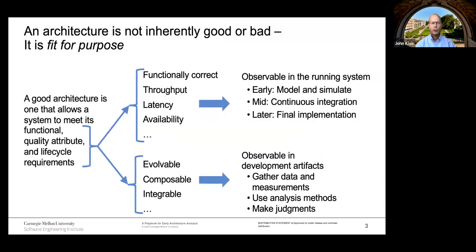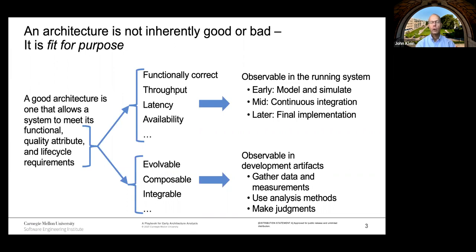Now, software architectures are not inherently good or bad. What's right for one system is not necessarily right for another. A good architecture is one that's fit for purpose, that allows the system to meet its functional, quality attribute, and lifecycle requirements. But we can divide these requirements into two broad categories.